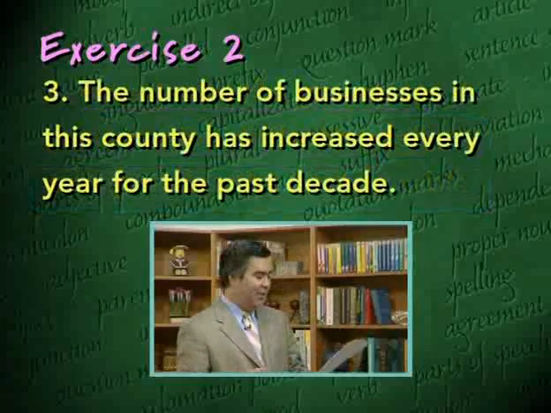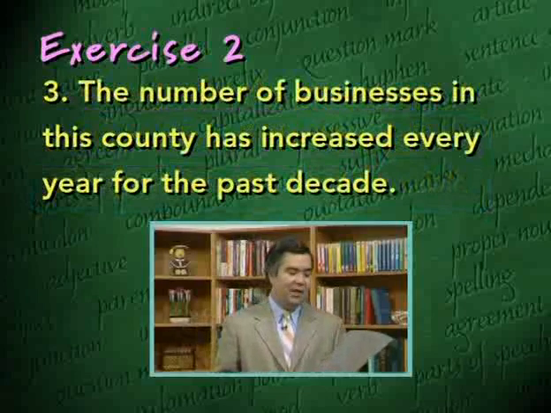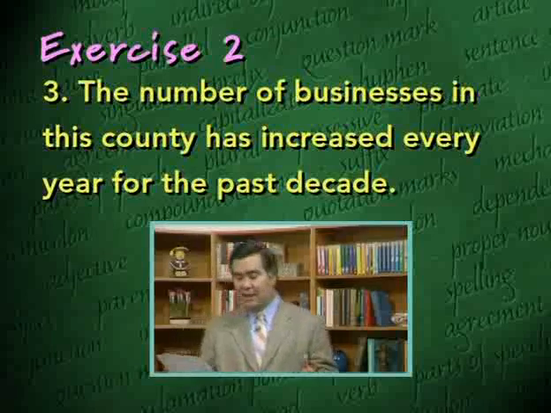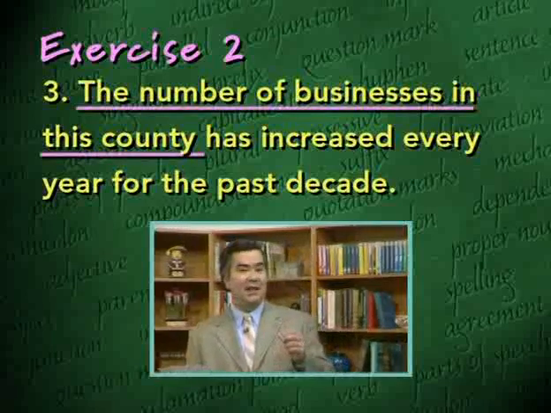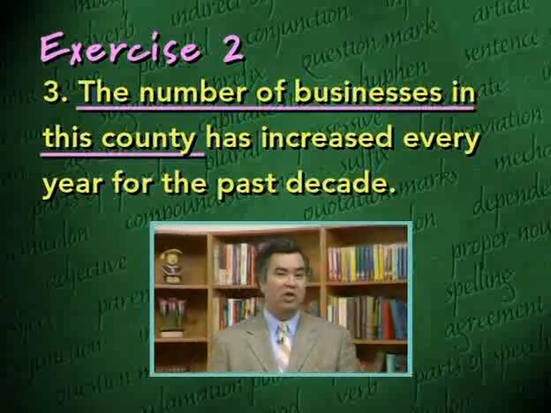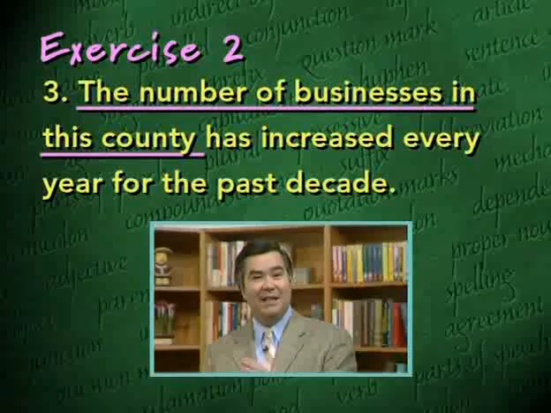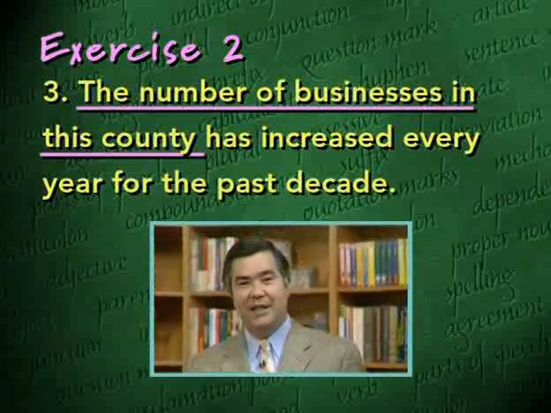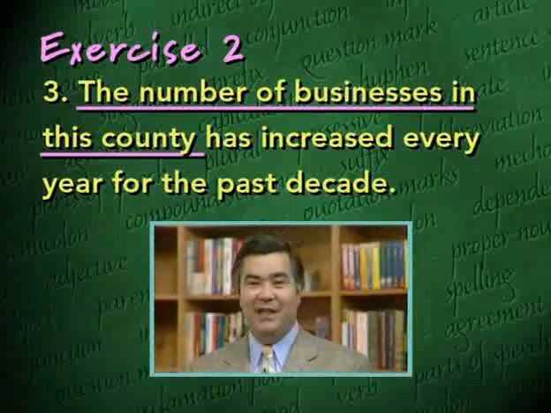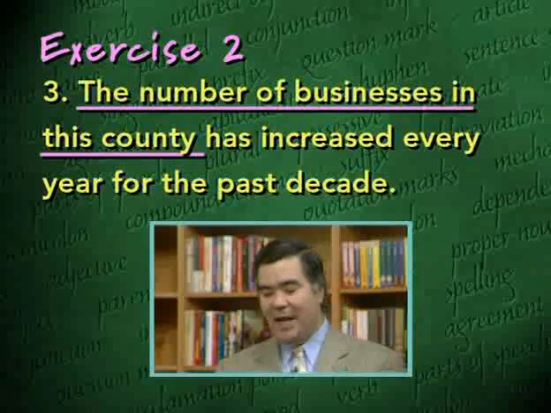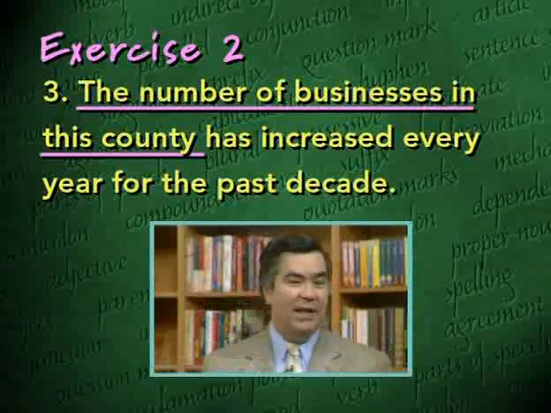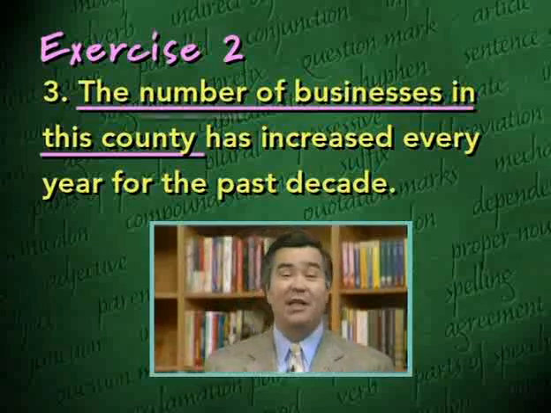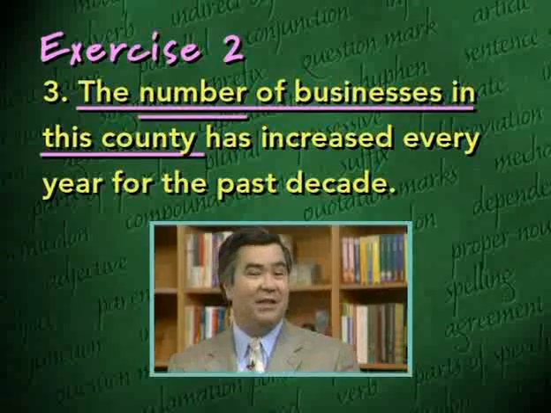How about the next example? "The number of businesses in this county has increased every year for the past decade." The subject of this sentence is the number of businesses in this county. All of those words go to explain what the sentence is about. Now, picking the simple subject in this sentence isn't so easy. It's a little bit tricky in this case. Is the sentence about businesses or this county? No, it's really about number. The word number is actually the simple subject of this sentence.